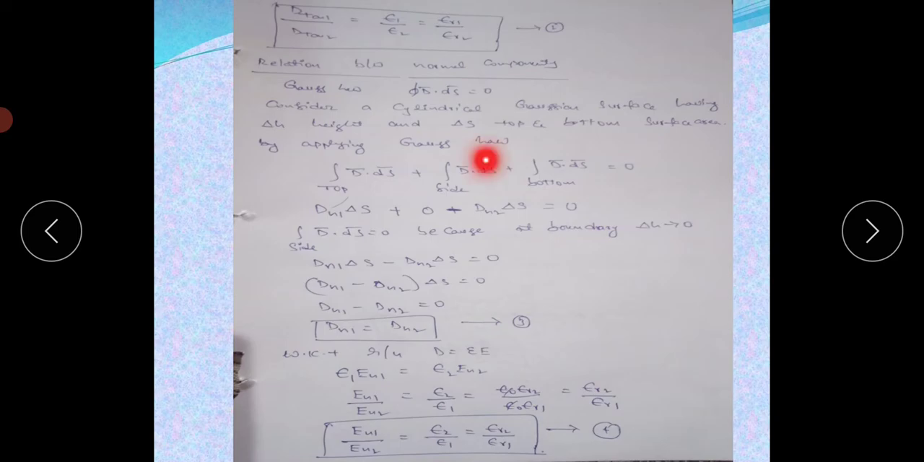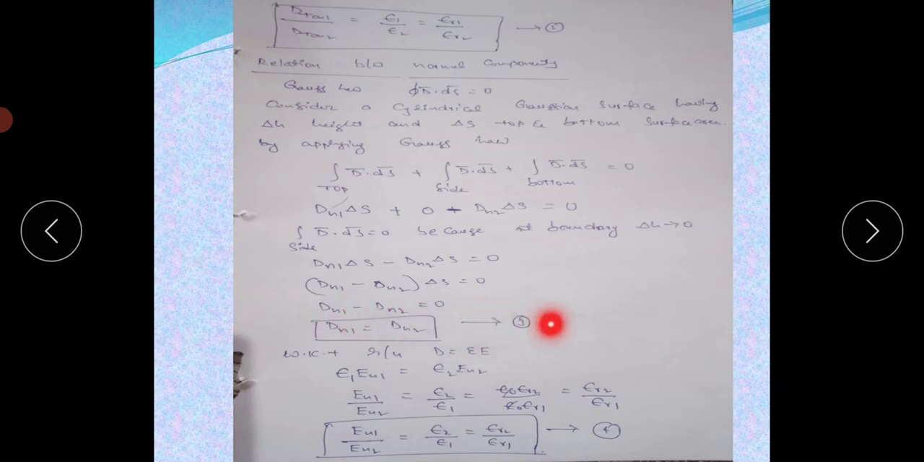Here the side surface integration D̄ · dS̄ equals 0, because at the boundary delta h equals 0, so automatically the second term becomes 0. Now the equation becomes Dn1 delta s minus Dn2 delta s equals 0, or (Dn1 minus Dn2) into delta s equals 0, or Dn1 minus Dn2 equals 0. So the final equation is Dn1 equals Dn2. This is equation number 3, the relation between the normal components of electric flux densities. It states that at the boundary, the normal components of electric flux densities are the same.